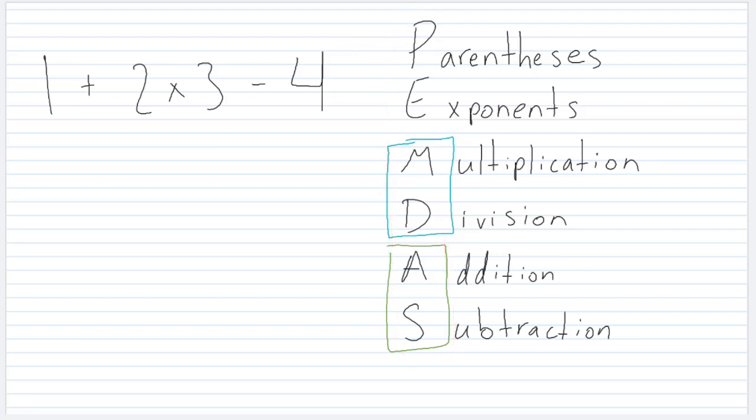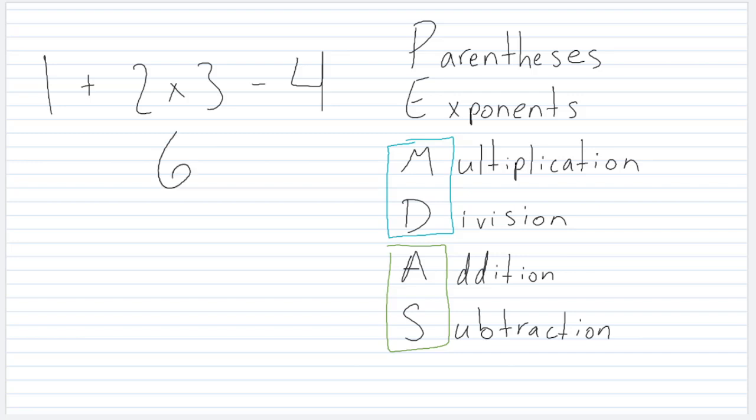Parentheses. Are there any parentheses? No. And we'll explain what parentheses are later. Are there any exponents in this case? Well, let's see. Are there any tiny letters on another, or any tiny numbers touching another? Nope. Is there multiplication or division? Yes. All right, so we have 2 times 3. So that's what we want to do first. 2 times 3 gives us 6.